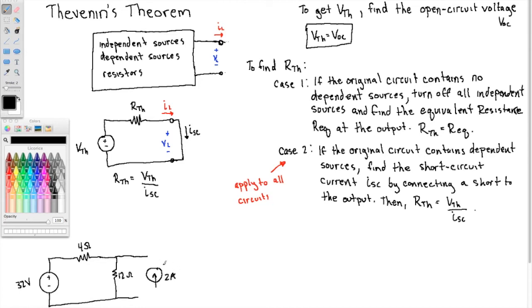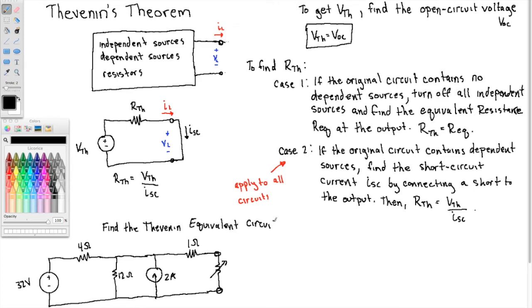Two amps. 1 ohm. Okay, and we'll say that here's the load resistor, so that makes the output terminals right here. Alright, and we're going to find the Thevenin equivalent circuit.